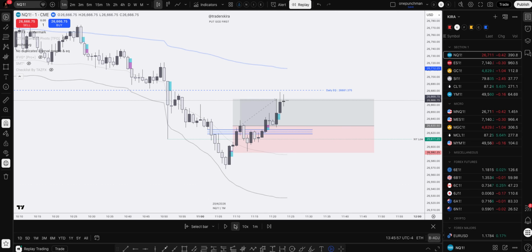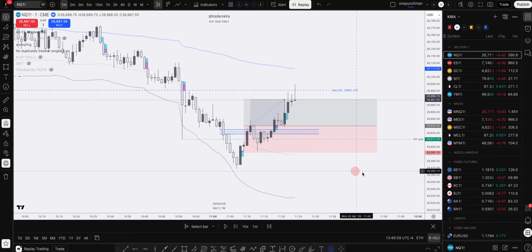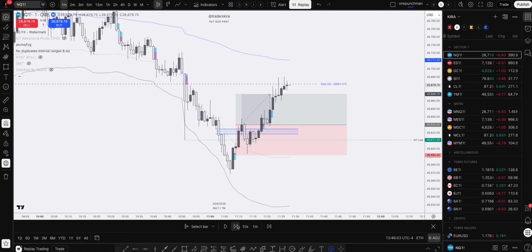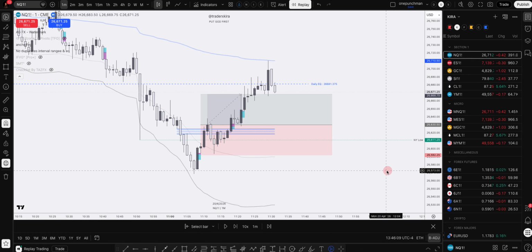If I hit next again, and then there's TP. And that's literally it. That's all you need. Now, if I just keep hitting play, watch where price tags. Boom. See that right there? Ping. Draw on liquidity. Daily EQ, draw on liquidity. And then, of course, we have market structure, right?